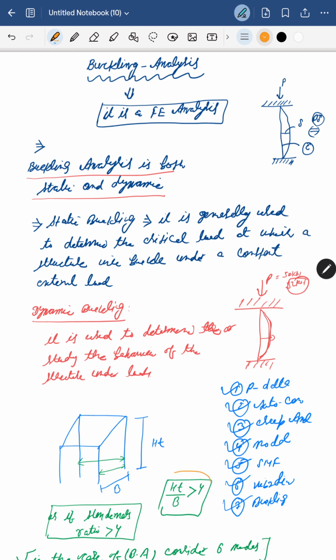You have to check whether height by least lateral dimension is greater than 4, then you have to perform it. If it is less, then there is no need to perform it. And second, if the slenderness ratio is more than 4, in that case also you have to perform the buckling analysis. So I hope you got it about the buckling analysis.